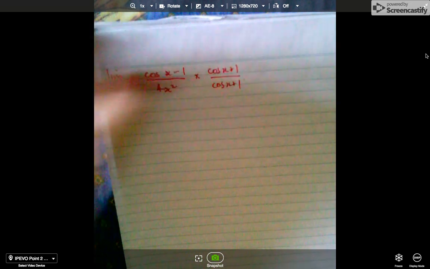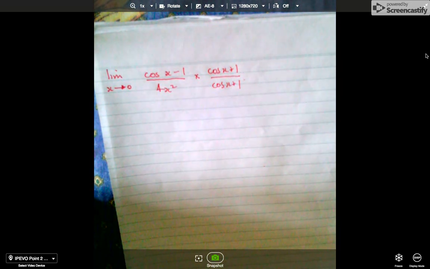The other one we might do is one that's a little bit more complicated, or at least looks a little bit more complicated. We've got the limit as x tends to 0 of (cos x minus 1) over 4x squared. So in this case, we've got a cos x minus 1, so we're going to multiply by the conjugate, so (cos x plus 1) over (cos x plus 1).